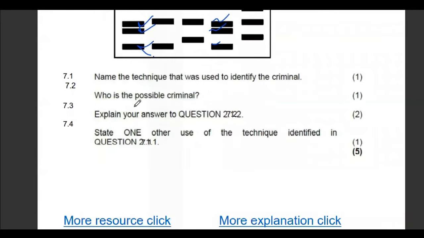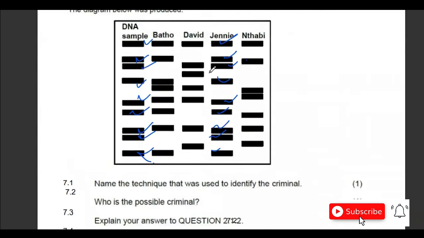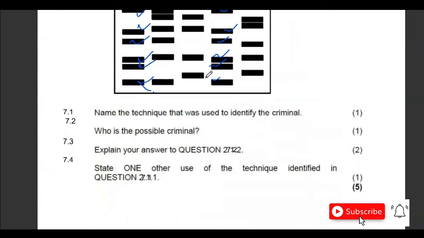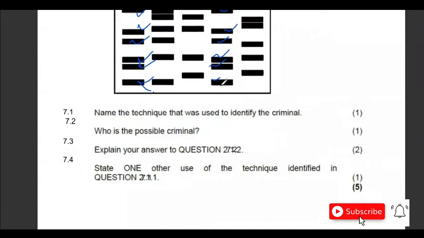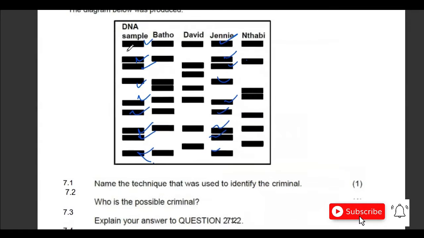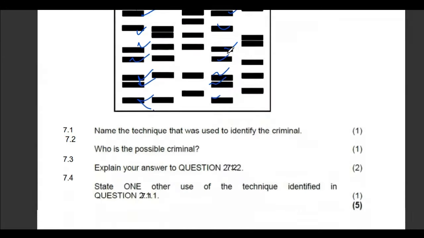Name the technique which was used. It's the DNA profiling technique, and what is being shown here is a DNA profile. So you must know the difference. A DNA profile is not a technique. A DNA profile is what you obtain when you analyze the DNA sample. So who was the possible criminal? We have seen it is Jenny, because the bands of the DNA profile of the sample are matching with the profile of Jenny.